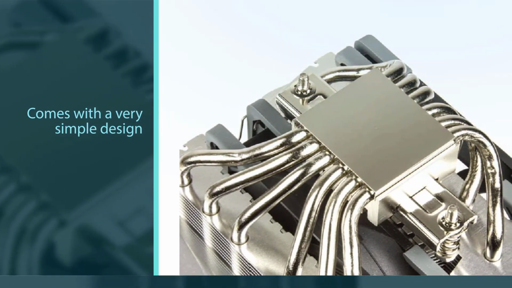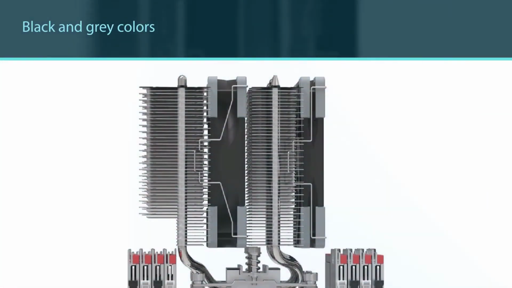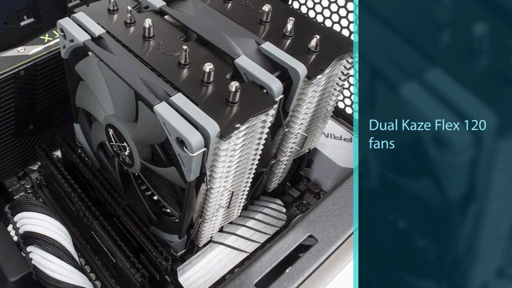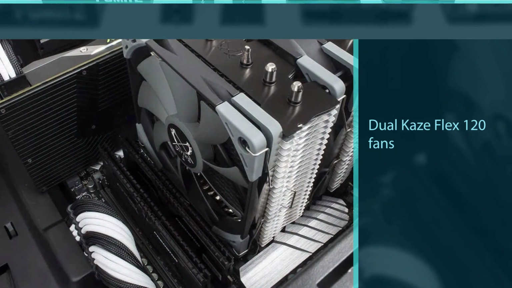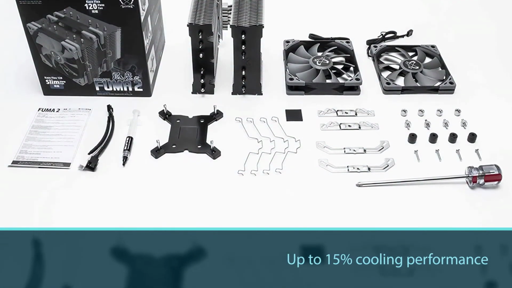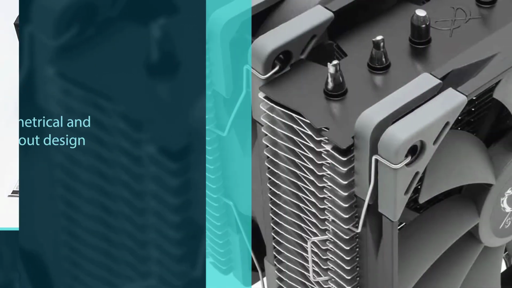Even without the RGB or any other effects, this cooler can enhance your overall PC's looks just because of its design. Utilizing dual Kaze Flex 120 fans with reverse airflow concept, Fuma 2 offers up to 15% better cooling performance than the previous version. The asymmetrical and cutout design gives unlimited compatibility to RAM zones.